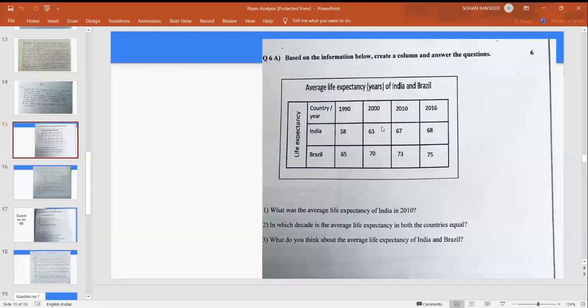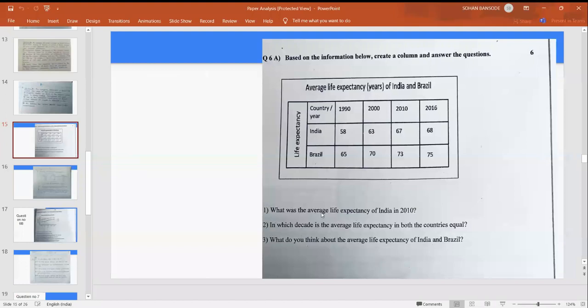So now see what exactly is provided over here. Average life expectancy in years of India and Brazil. Both the countries में average life कितनी है वो यहाँ पे दिया गया है. The years provided are 1990, 2000, 2010 and 2016. Okay. So first country, India, and then Brazil. So you have to convert that information into column format, and then you have to attempt the questions. Okay. So I'll read the questions for you, and then we'll move toward the answer.